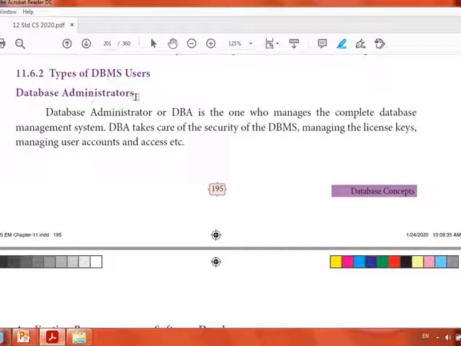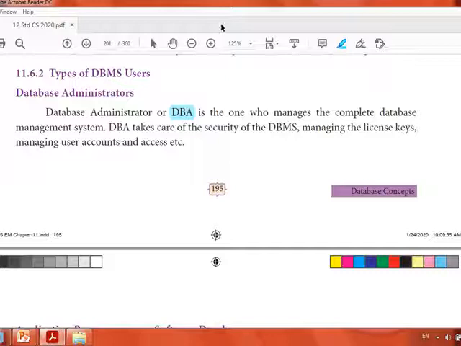Database administrators. Database administrators are DBA. We can call it in short as DBA. Is the one who manages the complete database management system. So who is the head of DBMS? DBA, database administrators. DBA takes care of the security of DBMS, managing the license keys, managing user accounts and access.